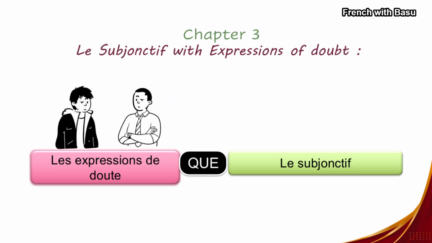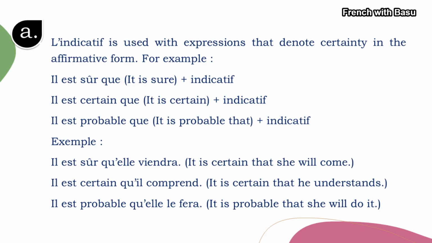Chapter 3. Le subjonctif with expressions of doubt. L'indicatif is used with expressions that denote certainty in the affirmative form. For example, il est sûr que plus indicatif. Il est certain que plus indicatif. Il est probable que plus indicatif.